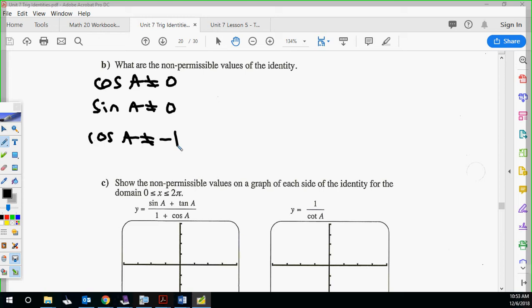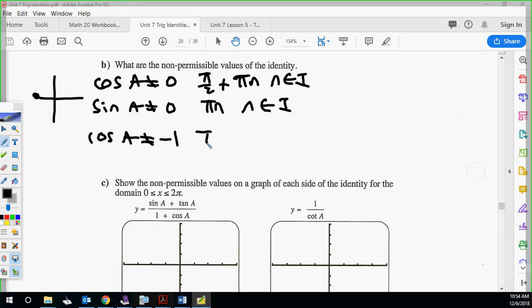So again, we kind of know the answers to these, right? This one is pi over 2 again, so this is pi over 2 plus pi n for any integer n. Sine equals 0 is pi n for any integer n. And then the last one is cosine -1, which is not pi n. It's pi plus 2 pi n for any integer n.